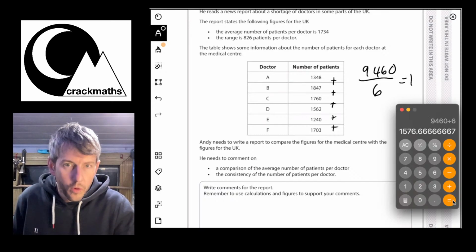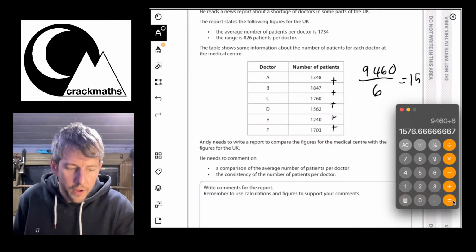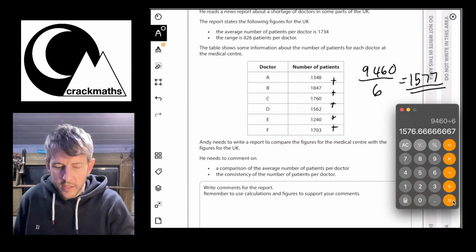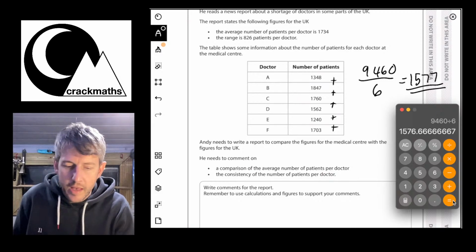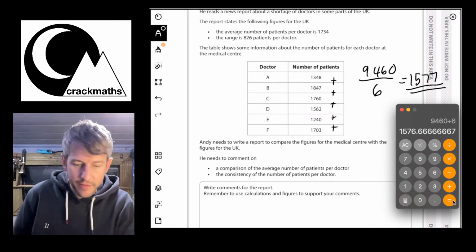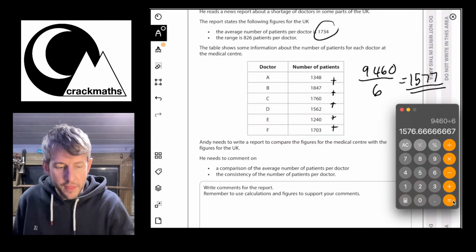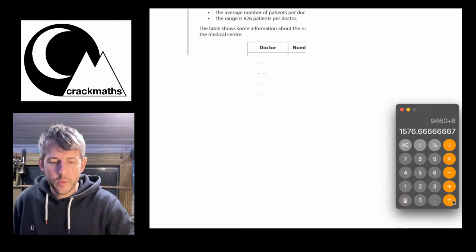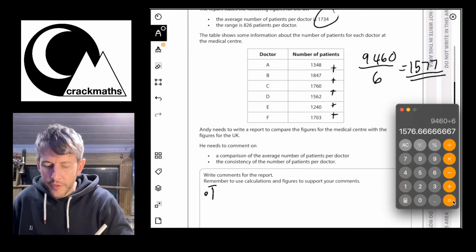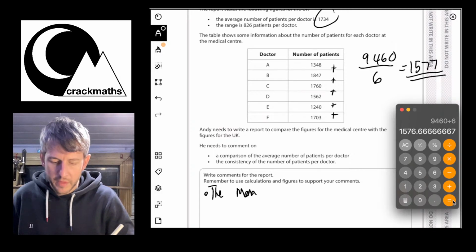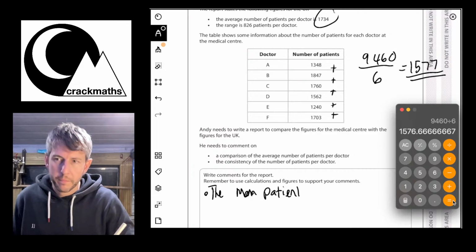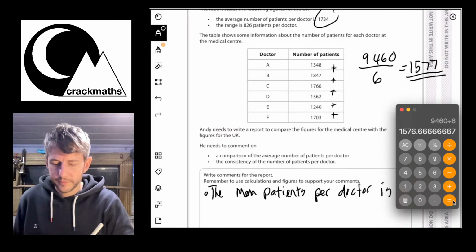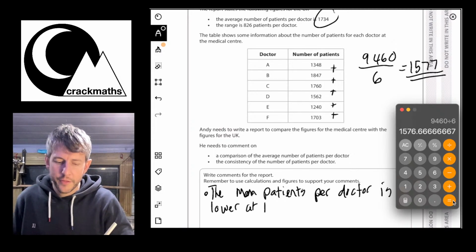that equals, I'm going to round it to the nearest whole number, 1577, okay? So the mean number of patients per doctor here is 1,577. So I can see that that is lower than this, okay? So let's make a comment there. The mean patients per doctor is lower at the medical centre.